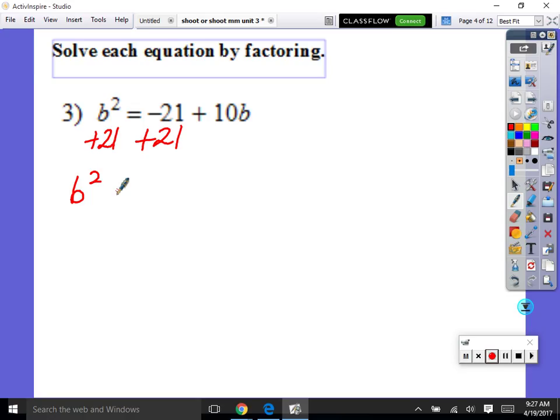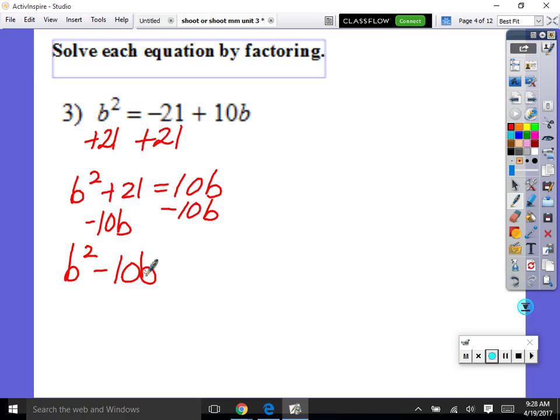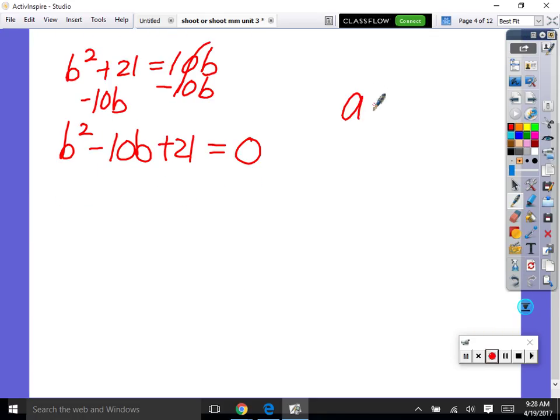So we would have b squared plus 21 equals 10b. We need it equal to 0, so we subtract 10b now. We're getting it equal to 0. You have to do that first before you can factor it. Subtract 10b. Now, shouldn't we put it in standard form here? So it should be b squared minus 10b plus 21, and now that equals 0. And now we can solve by factoring. Remember what factoring is? What multiplies to be a times c and adds up to be b. Then you would factor it, set it equal to 0, go.